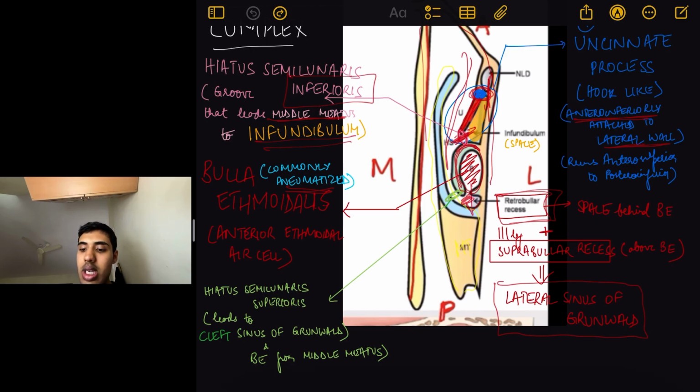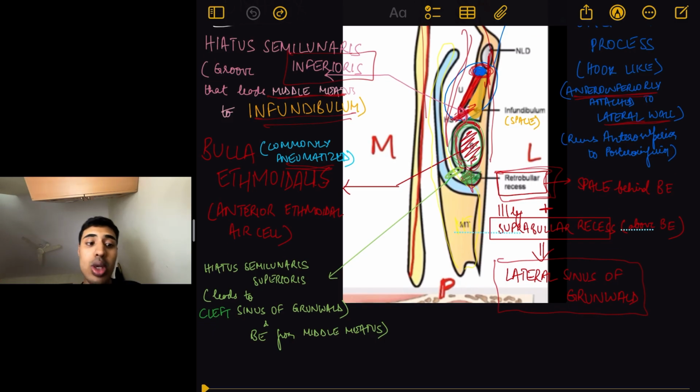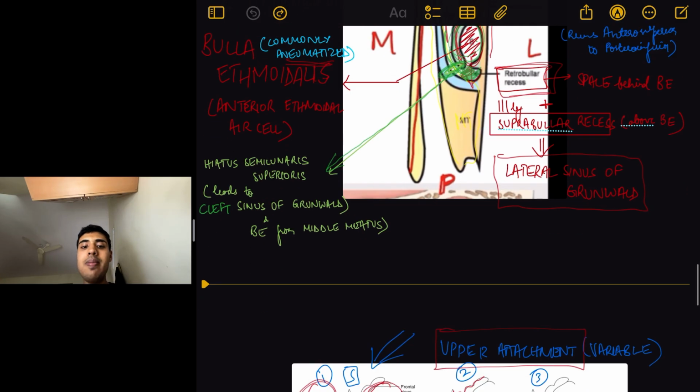If I just change the color to make it less confusing, let me take green. So this green part that I'm shading behind the bulla ethmoidalis is the retrobullar recess. Similarly, you have another one above the bulla ethmoidalis known as suprabullar recess. Together they make the lateral sinus of Grunwald. Now, this lateral sinus of Grunwald communicates with the middle meatus through this green circle. This is known as hiatus semilunaris superioris. Understood? This is one more thing.